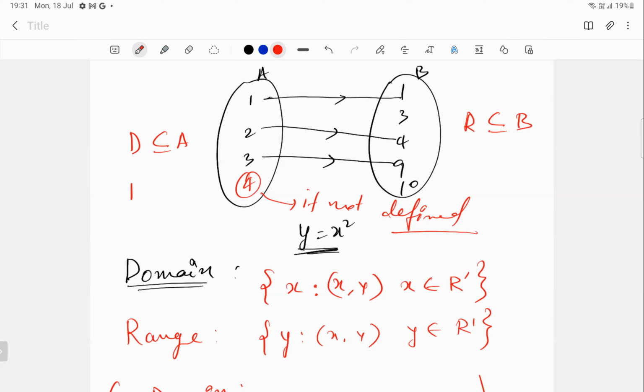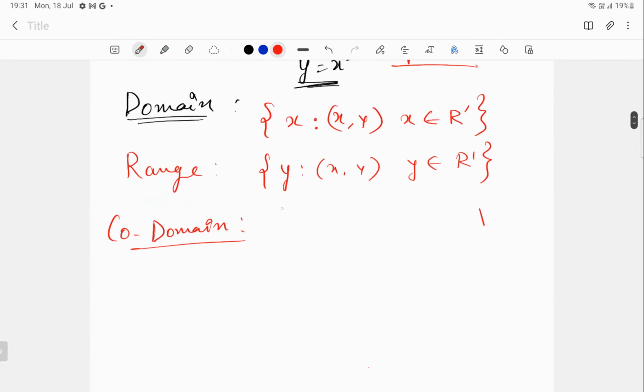And range is a subset of B, and B itself is the codomain. So that means range is a subset of codomain. Just write down with the star mark: range is all the values of y such that (x, y) belongs to the relation, y belongs to B. All the values of y is equal to B also.